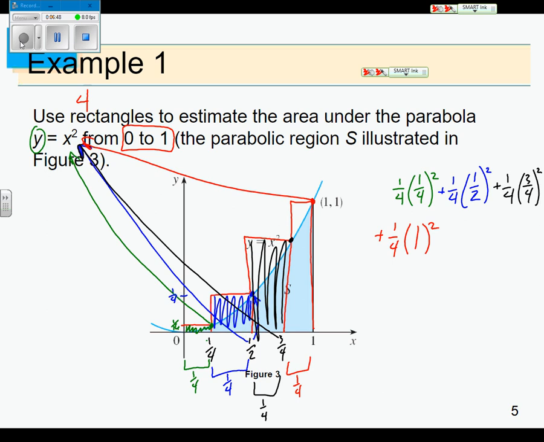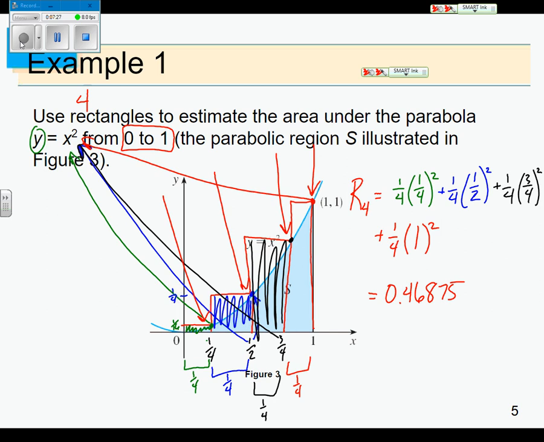I get 1 squared, which is 1. And so the notation I'm going to be using, you're going to see me say it's going to be R4. The R means I'm using the right endpoints on all of these rectangles to meet up with the line. And the 4 means that I used 4 rectangles to approximate this area. And so whenever I put all this in my calculator, I get the area is 0.46875.